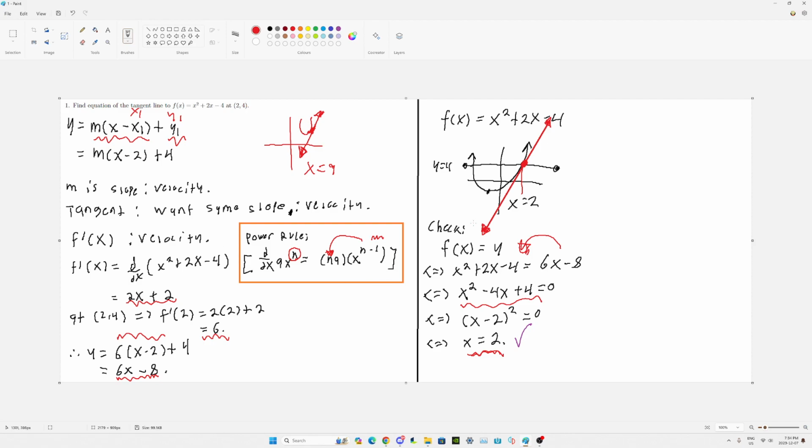Okay. And that's just the graph I drew here to visualize what's happening. The equation of the tangent line, we have x equals 2, just goes into it right there.